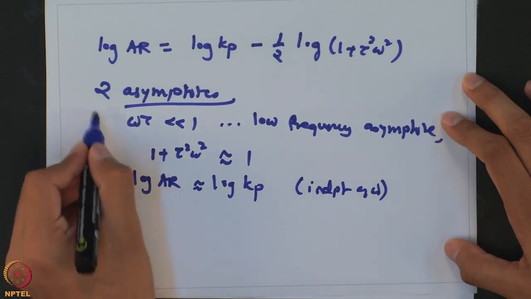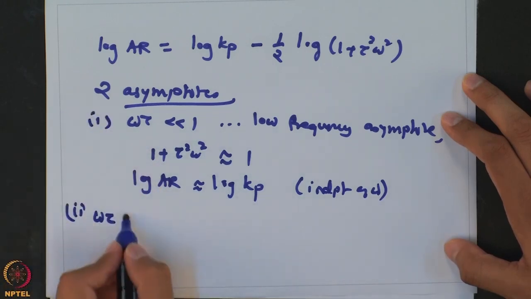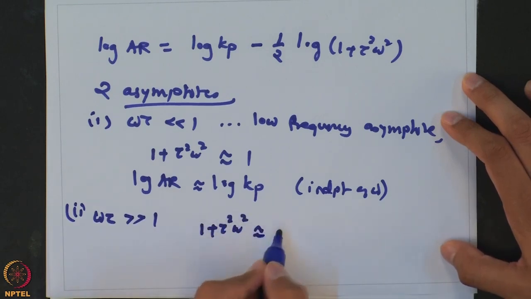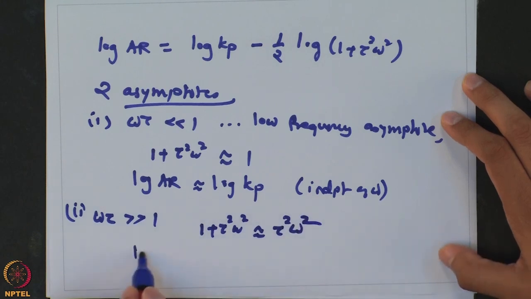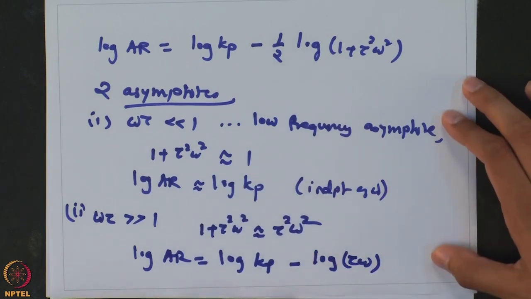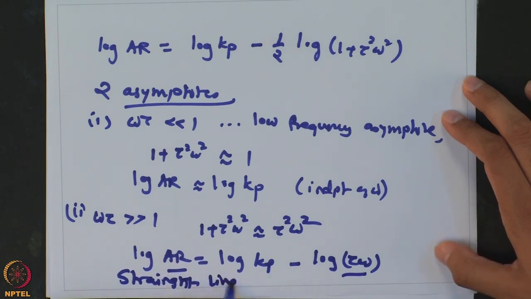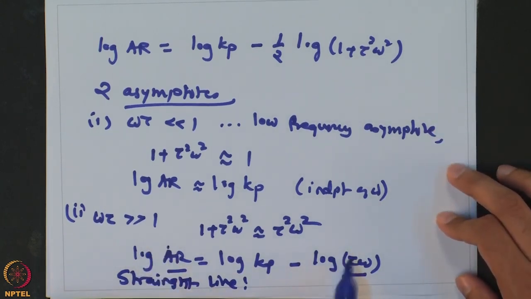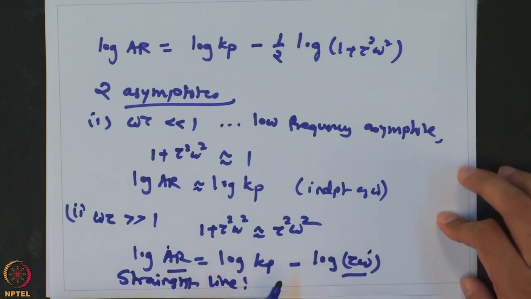When we consider the other asymptote, where omega tau is very much greater than 1, we can approximate 1 plus tau square omega square as tau square omega square, and what we will have is log AR equal to log Kp minus log of tau omega. So half and 2 will get cancelled. So it's a straight line in a log-log plot. That is why in the Bode diagram we have a log-log plot between AR and omega, because this gives you a straight line.